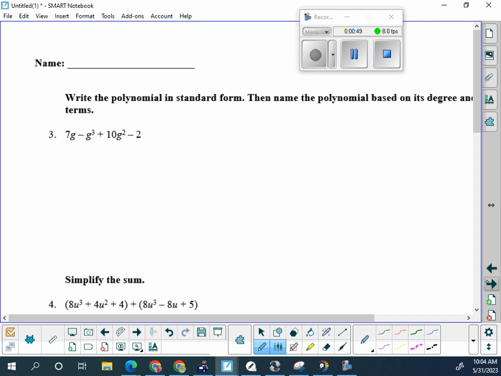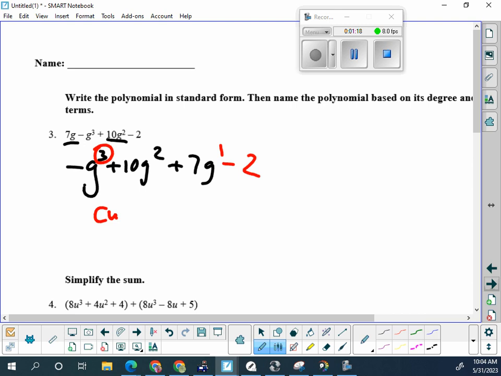Write a polynomial in standard form. This question here is going to put the highest power first, negative g cubed. Make sure you take the negative sign with you. Bring the next power, 10g squared. Next power is the first power plus 7g. We don't put a 1 there, but there is a 1. And last, negative 2. And this is a cubic.